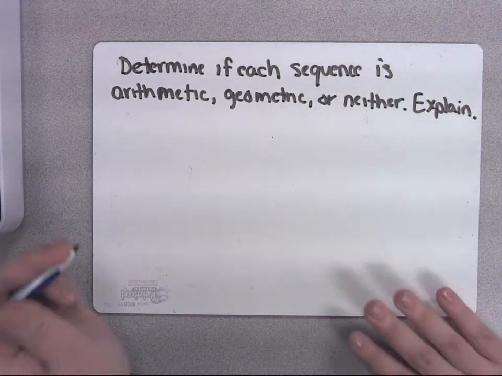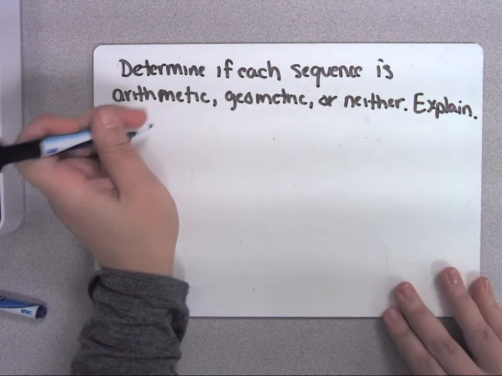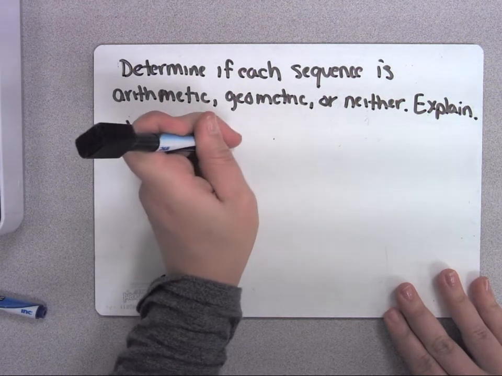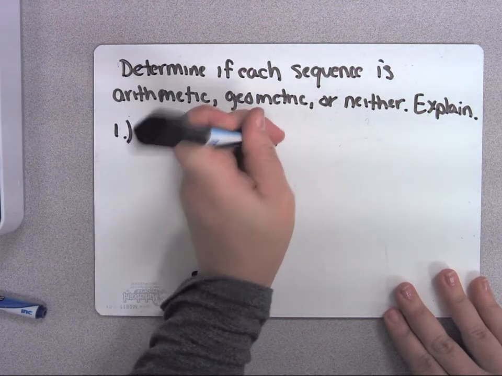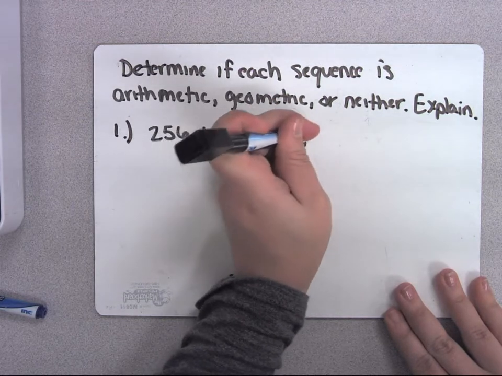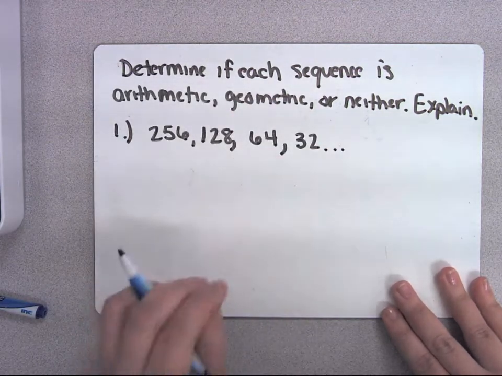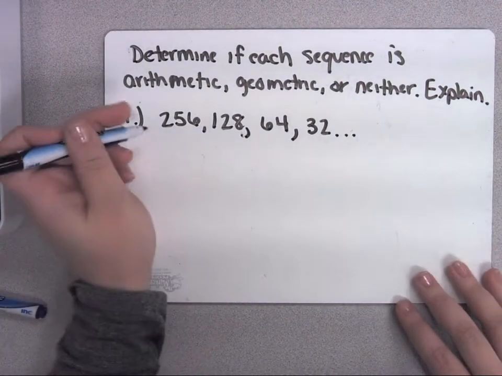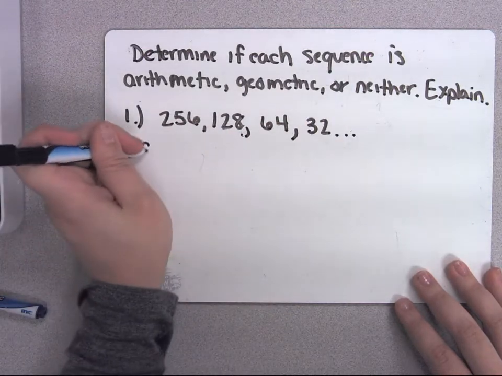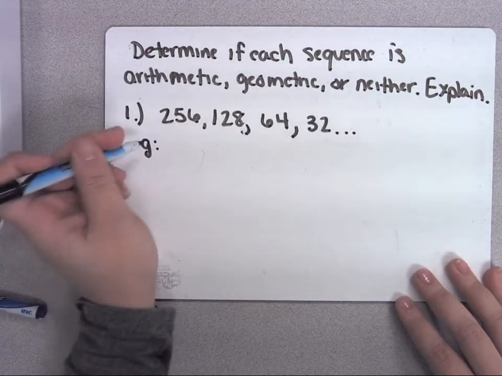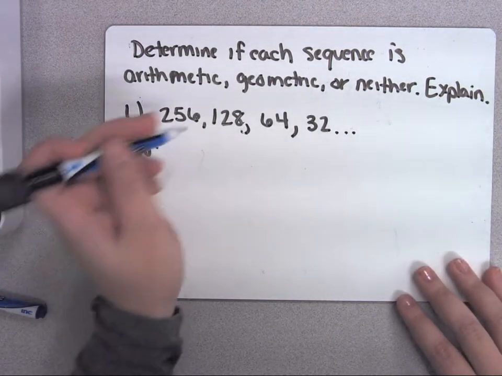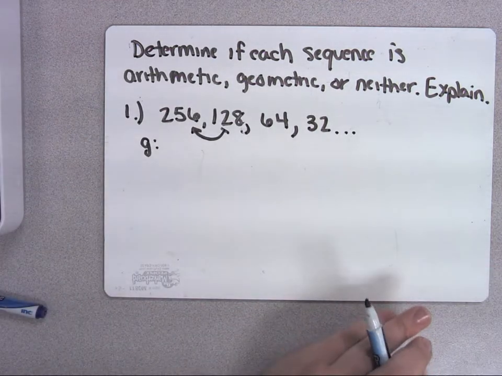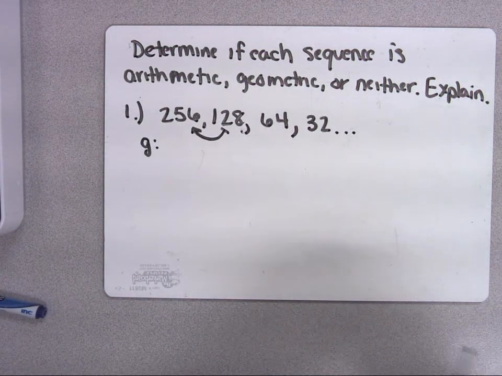Okay, so for example, the first one we have 256, 128, 64, 32, dot dot dot. So it goes on forever. We're going to test all three of these, starting with geometric. If that works, we're done. If it doesn't work, we'll try the next one. So you take the second term and divide it by the first term. You just use your calculator and see what that answer is.